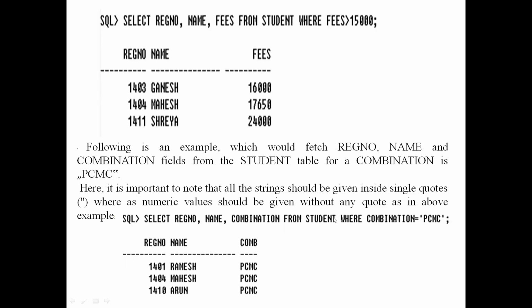It means from our existing table, we are getting output in the form of a table again, that contains only 3 students there out of 7. Those who took PCMC as their combination: Ramesh, Mahesh and Arun. This example is clear? Yes, sir. Okay. Next.